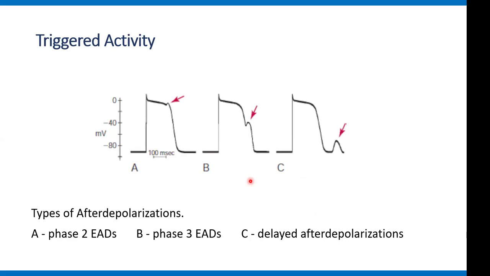With the early afterdepolarization, I mentioned there were two: phase 2 and phase 3. The first one occurs just towards the end of phase 2 of the cardiac action potential. The second one occurs during phase 3. And then we have the delayed afterdepolarization, which happens after repolarization is completed. So for early after, you have phase 2, phase 3, and then we have the delayed after.